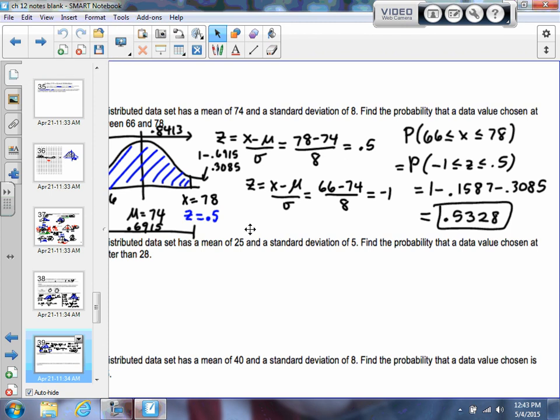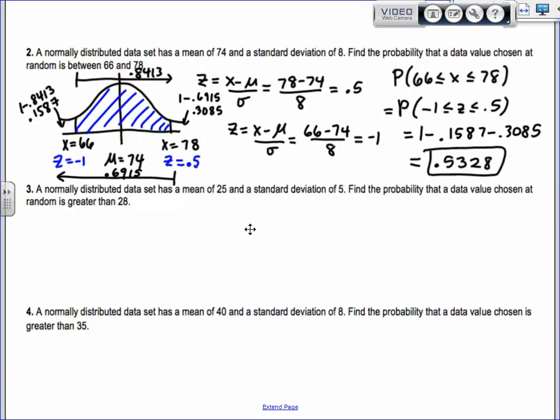2.5, we left off, we were talking about normal distributions, so the mean, standard deviation, and so on, the bell curve, right? So we left off on number 3. It says a normally distributed data set has a mean of 25 and a standard deviation of 5. So we put the mean in the middle, the standard deviation is 5.